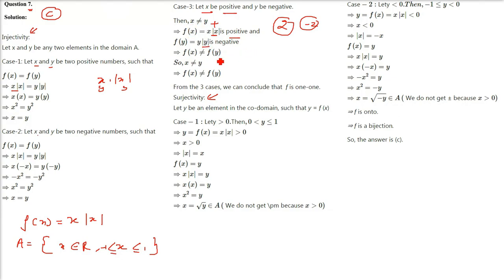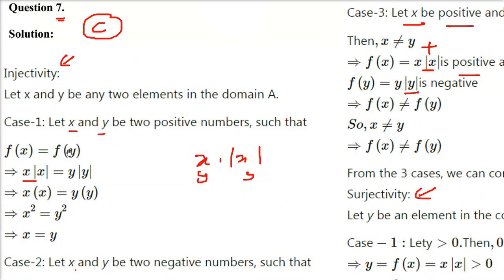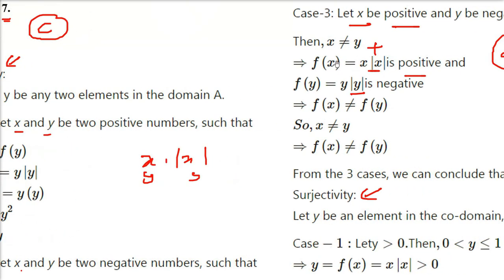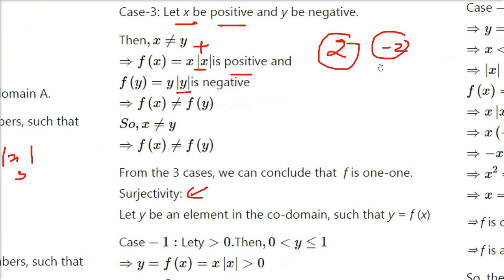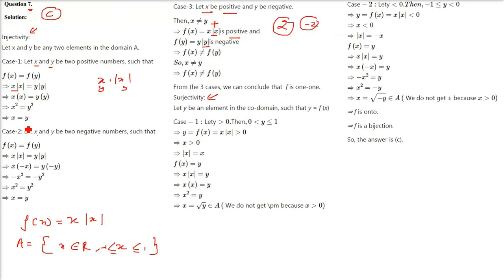So f(x) equals f(y) was the criteria. But here, because x is not equal to y, f(x) not equal to f(y) is the criteria. I am saying if we say f(x) equals f(y) and then we prove x equals y, that is what we want to do. But here we started with x not equal to y and we proved that f(x) is not equal to f(y). So it is the same approach. So in injectivity it is coming, and this is very clear that this is one to one.